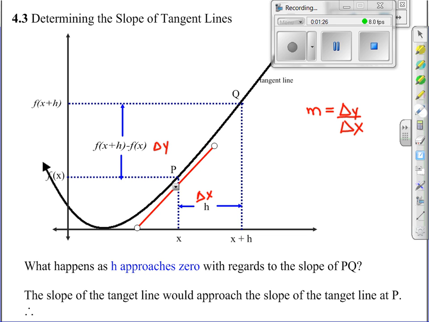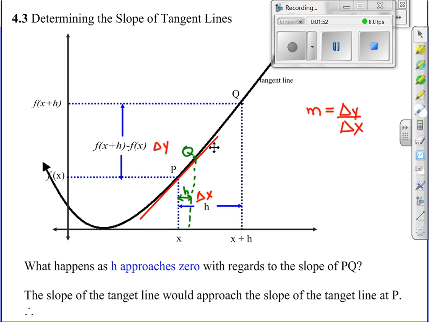So I'm going to use my best estimate here as kind of a guide. And here's the basic logic. What happens if Q gets closer to P? What if we put Q right there? And we go to here. And now our value of h is there. Would you say that the line PQ is getting to be closer to the tangent line that is drawn, or will have the same slope? And the answer is yes.